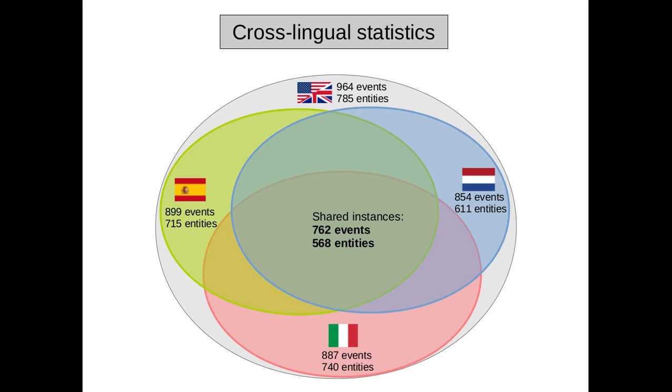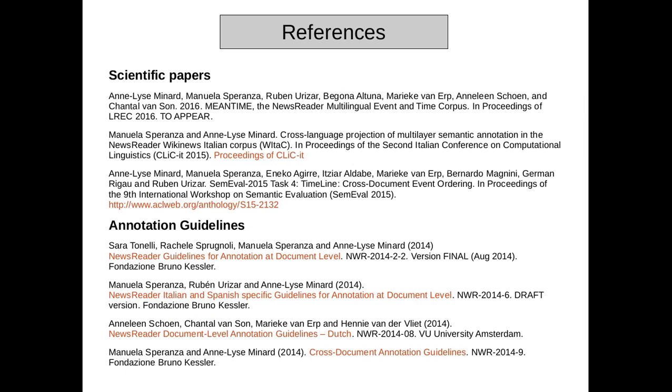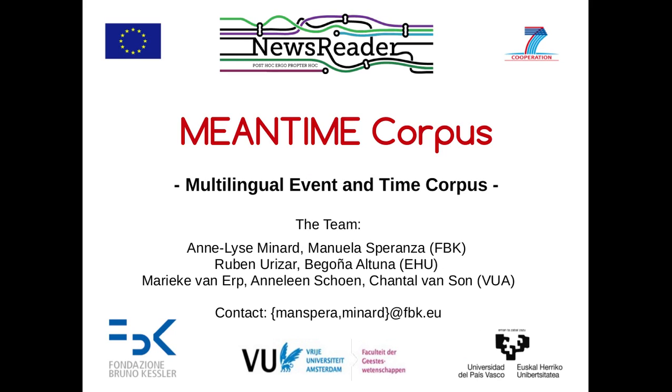Out of 964 events annotated in the English section of the corpus, 762 are shared by all 4 languages. Out of 785 annotated entities, the number of shared entities amounts to 568. The corpus is distributed on the NewsReader website under a Creative Commons Attribution license. More information about MEANTIME is available in the scientific papers and annotation guidelines. The MEANTIME corpus is a joint work of Fondazione Bruno Kessler, Vrije Universiteit Amsterdam, and Universidad del País Vasco.